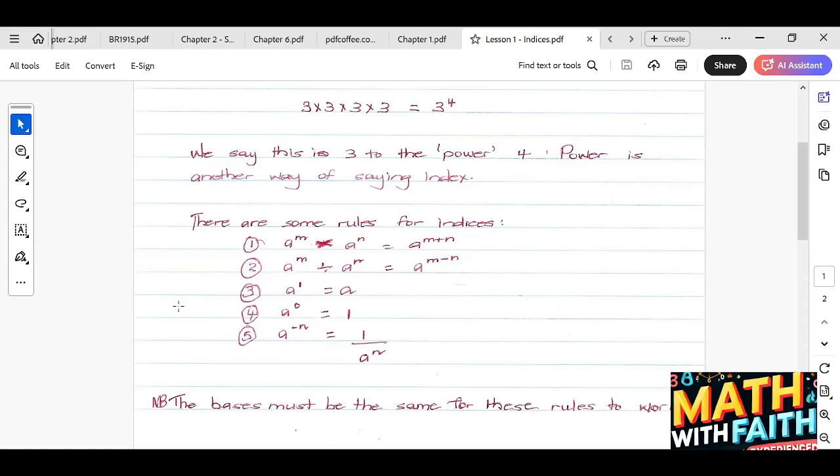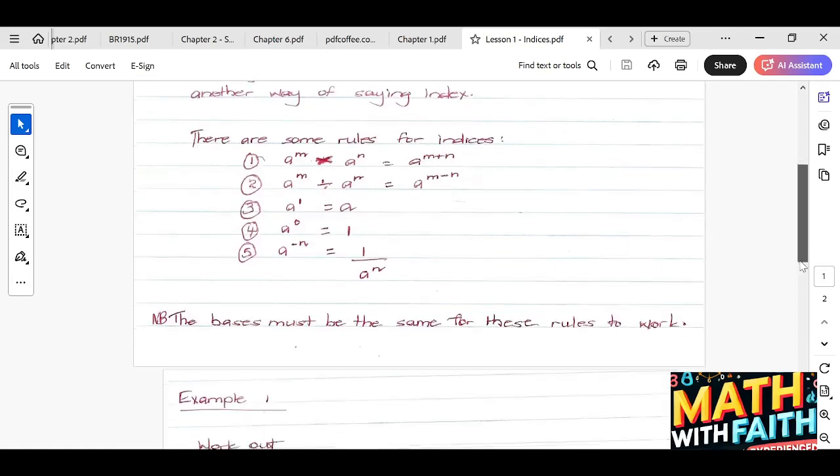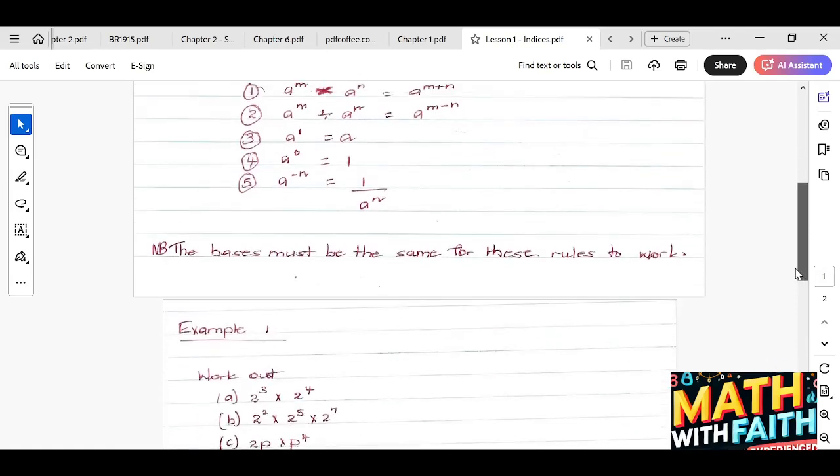Really make sure that you acquaint yourself with these rules, because they are going to be important in working out many different types of questions. And of course, the note here is important, and I would have mentioned it, that the bases must be the same for these rules to work, especially the first and second rule. The base must be the same.